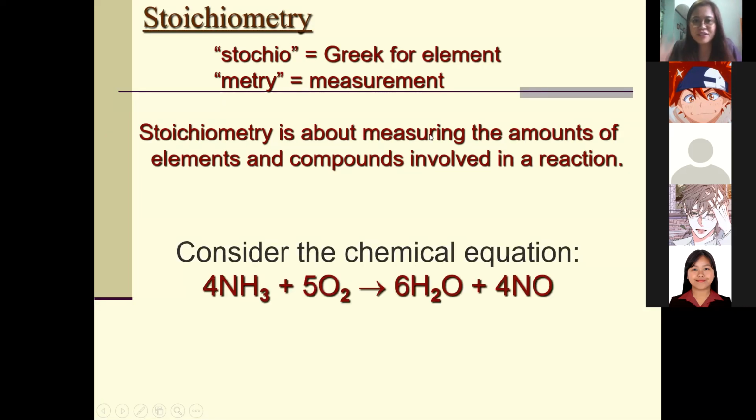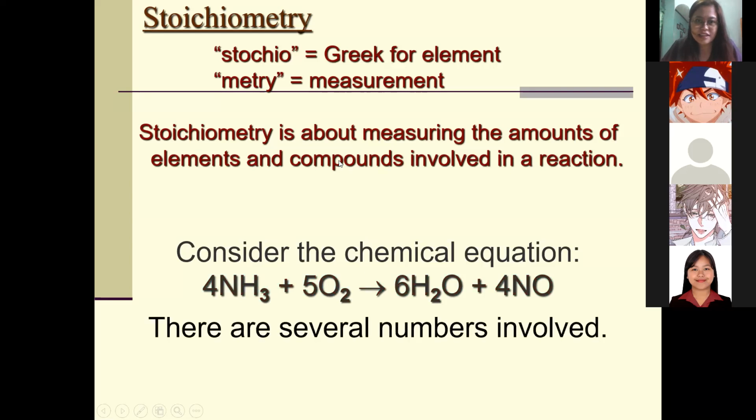Okay? So consider this equation. Sample niya siya ha. You have here 4 NH3, ammonia ha, plus 5 O2, oxygen. Ano siya itong mga reactants? That part is called the reactant, and then on the other side, we have the products. I mean, we have 6 H2O, water, and 4 NO, nitrogen monoxide.